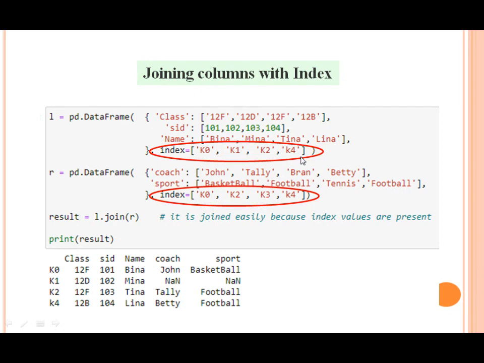Clear? So K4 is present here, so all the values of K4, 12B, 104, Lena, and all the values of K4 from the right data frame, Betty and football. Clear? So it is joining like this.